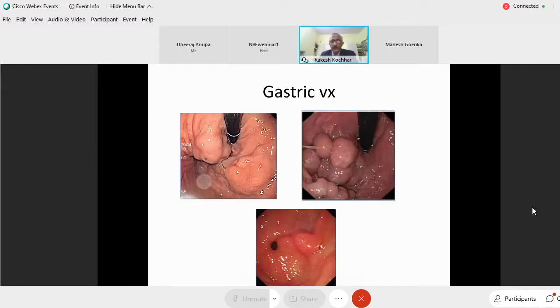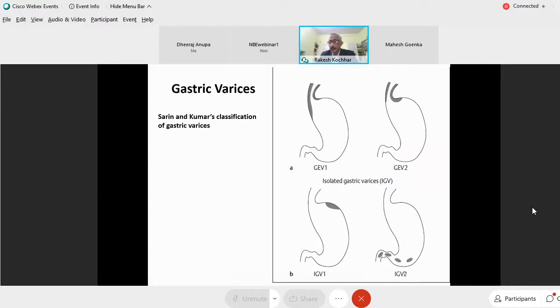So this is an example of gastric varices, both GOV1 and GOV2. This is isolated gastric varices. There are no associated esophageal varices. And this is a patient of antral varix. So this will be classified as IGV2.